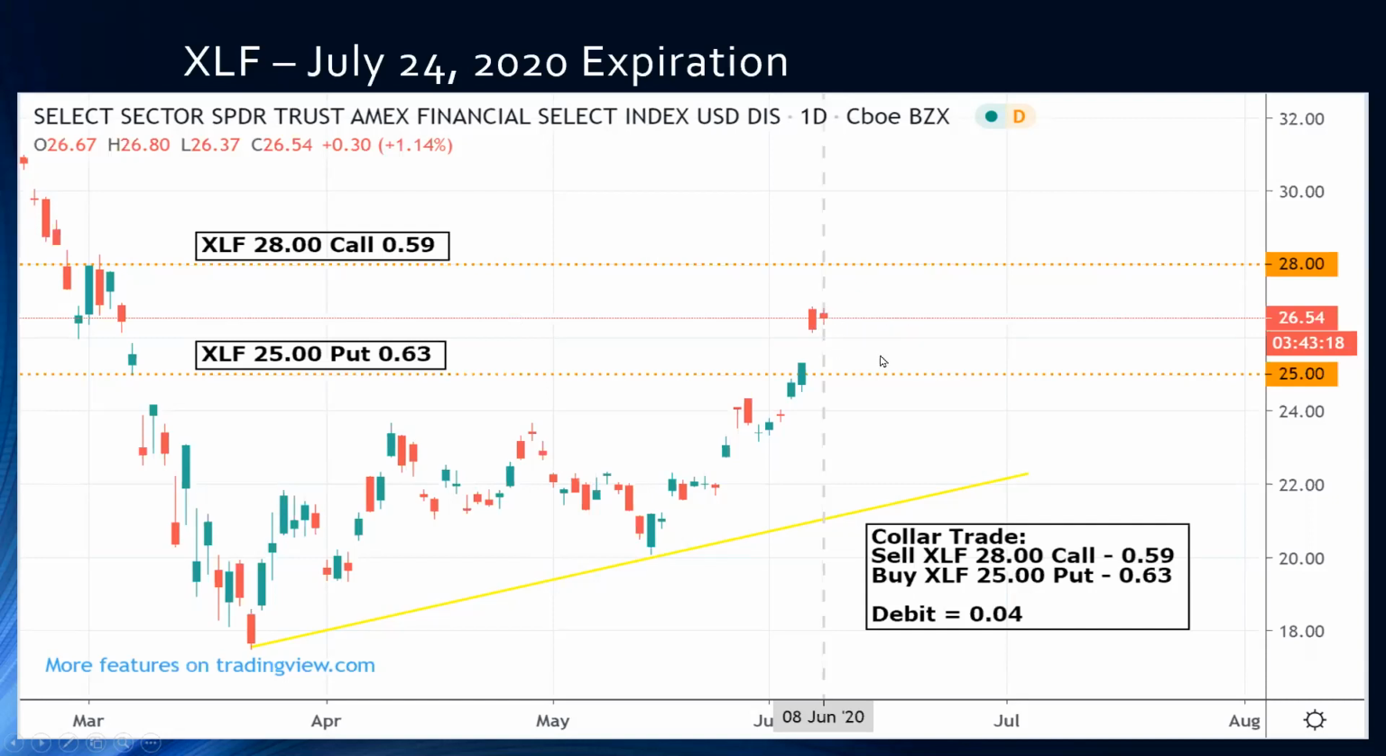If it just moves $3, I mean, think about the day that I did this, the market was trading at $26.54. The day before that, it was at $25. So it was a $1.50 move right there. And you're looking for this market just to move. It's in the middle of a $3 range.